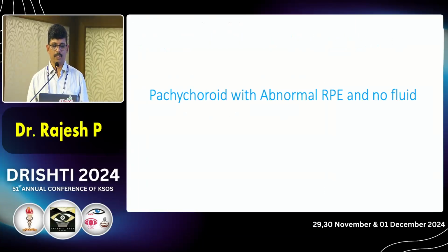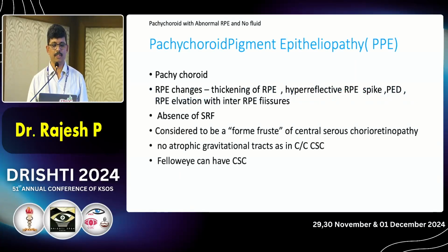Now let us look at the conditions of pachychoroid with abnormal RPE and no fluid, the most important of which is pachychoroid pigment epitheliopathy. This has to be differentiated from the pigmentary changes that we find in CSR. So this is not an after effect of CSR, this is something which precedes CSR. So it is actually considered as a forme fruste of central serous retinopathy.